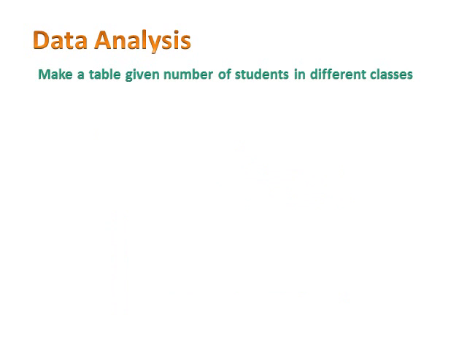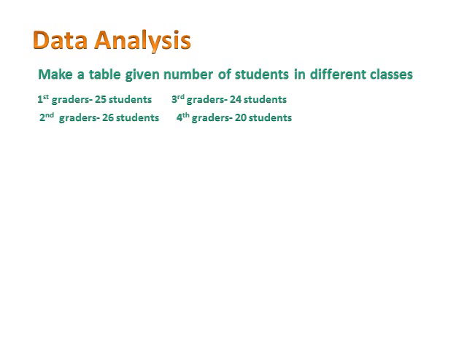Okay, so let's try a different scenario. Make a table given the number of students in different classes. Okay, so we have first graders with 25 students. The second information is second graders with 26 students. Third graders with 24 students. Fourth graders with 20 students. Fifth graders with 19 students. And the sixth graders with 26 or 29 students.